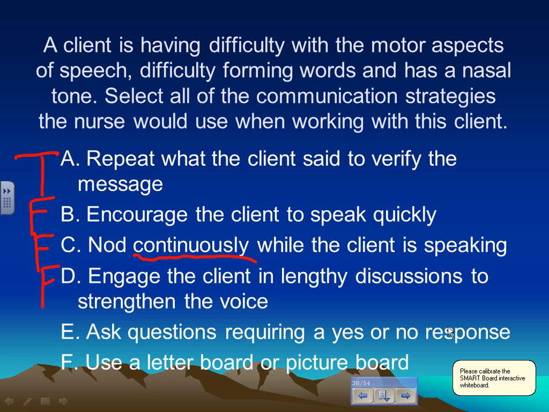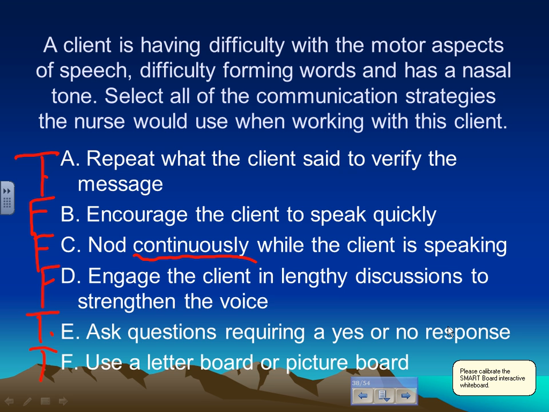Now, maybe another patient with another type of speech pathology might have that type of therapy where they're having long conversations. Ask questions requiring a yes or no. True. Use a letter board or a picture board. True. So here's our select all that apply. All of your true statements are true. So A, E, and F is our select all that apply.